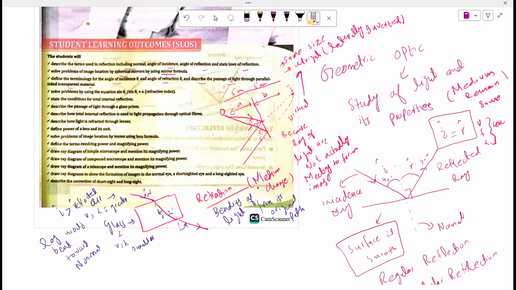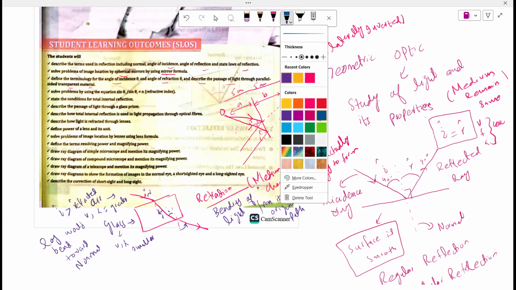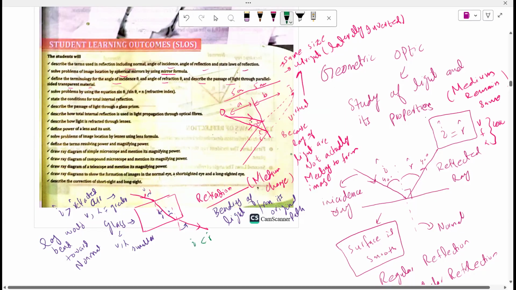Here, when it's entering from glass to air, the opposite would occur, that now the incident angle would be smaller than the refracted angle. Are we clear? Yes. So we discussed reflection and had very brief discussions regarding refraction. We're going to discuss this in detail.